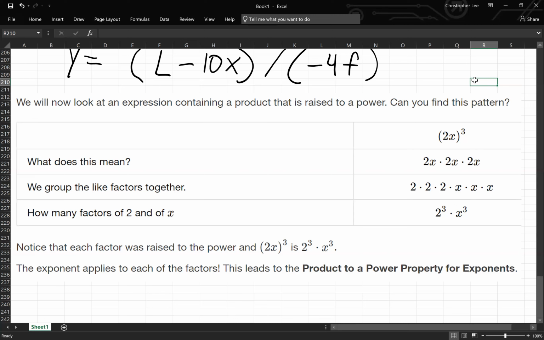So the exponent applies to each of the factors, right? That's the sauce right there. We got to remember, the exponent applies to each of the factors. And this is the product to the power property for exponents. I know y'all had it for homework. Y'all probably know how to do it already, but you just put a name to it. So anytime you have a monomial being raised to a power, you're going to take the power and apply it to each of the factors on the inside. All the numbers, all the variables individually.